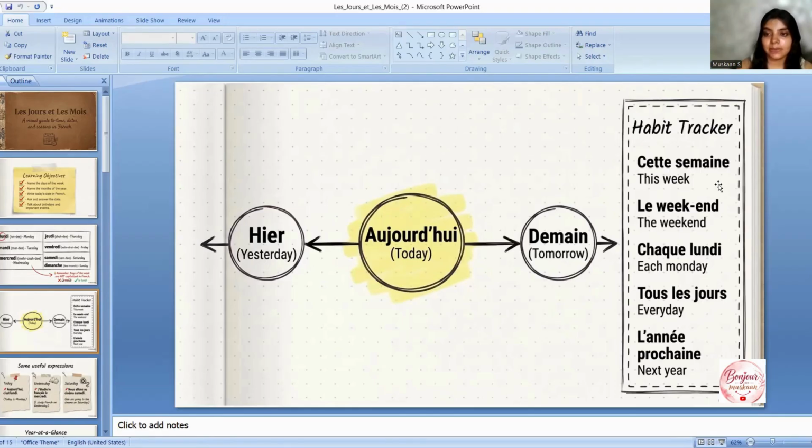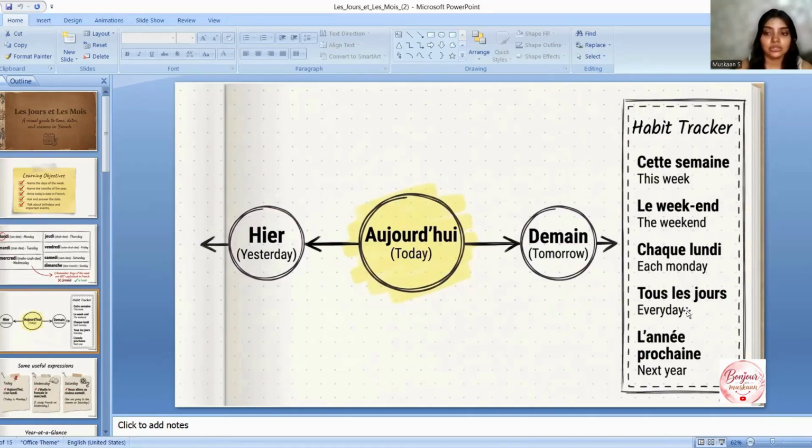Now let's see some habit trackers. Cette semaine means this week. Semaine, we already know from les jours de la semaine, is week. So cette semaine will be this week. Second is le weekend. It is the same as the weekend we say in English. Now next is chaque lundi. Lundi we know is Monday, and chaque is each. So it will be each Monday.